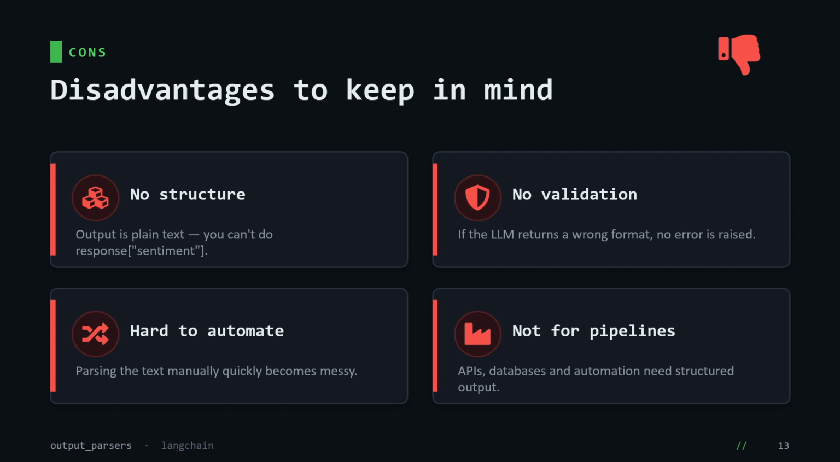Some disadvantages of string output parser: no structure. It just gives output as plain text. We don't get to do response.sentiment and all these things.